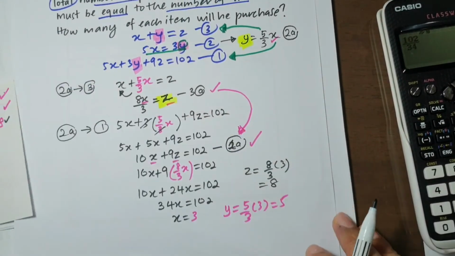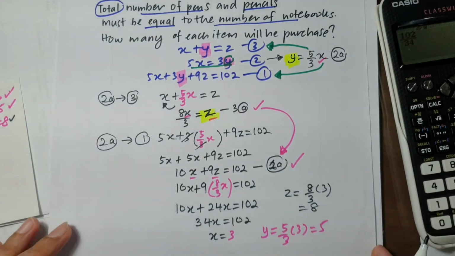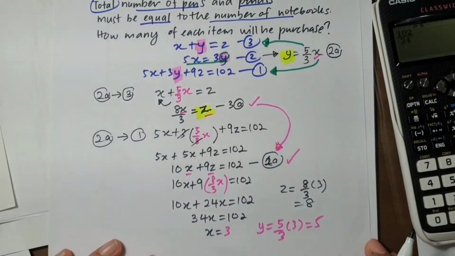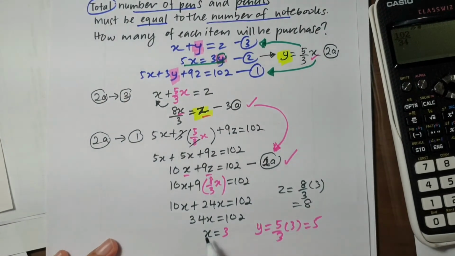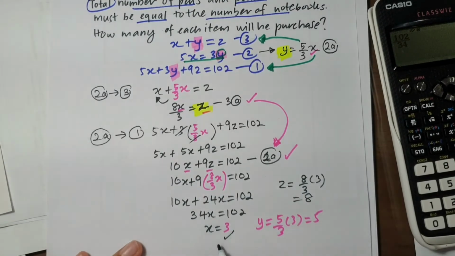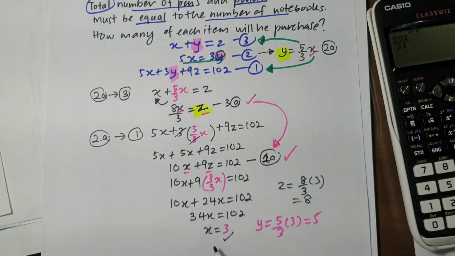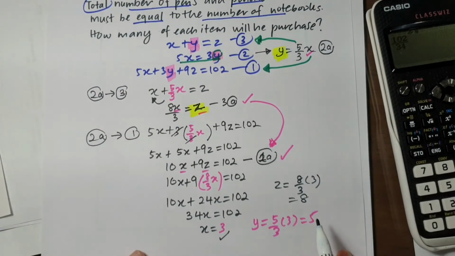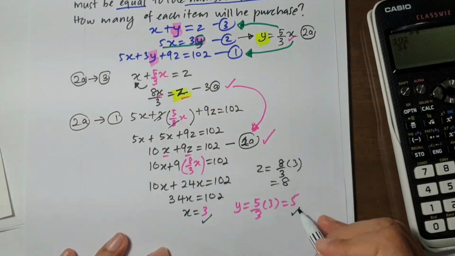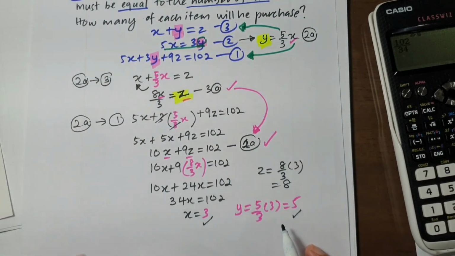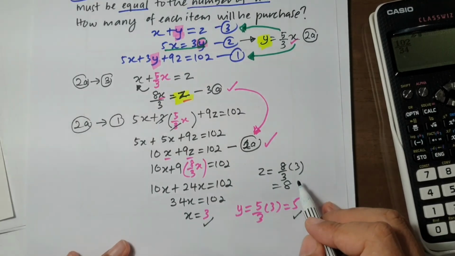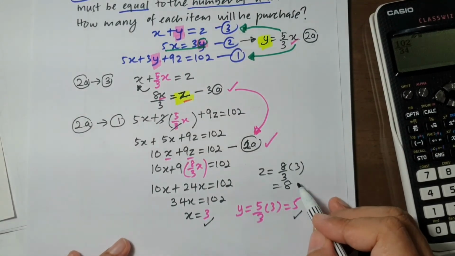Z is 8, right? So the number of pens is, x just now is the number of pens. So the number of pens is 3, right? Pencils, the number of pencils is y. So y is 5. So the number of pencils is 5. And of course z represents the number of notebooks. So the number of notebooks is 8.